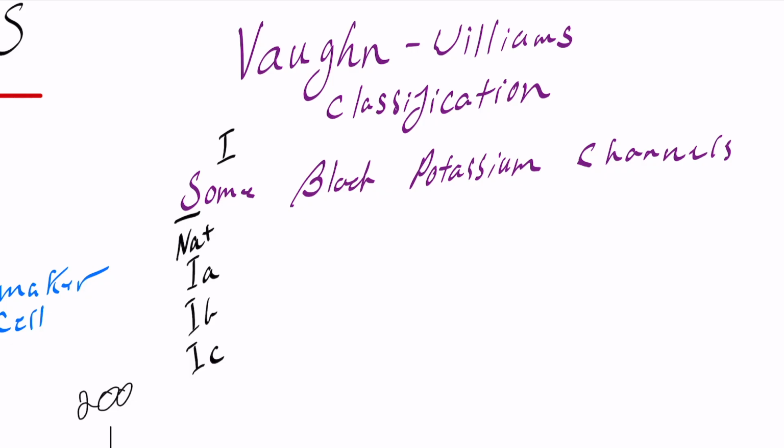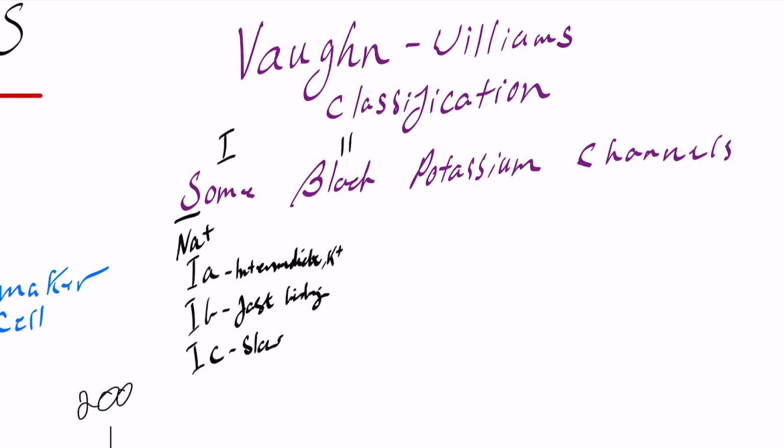The way it's broken up into these classes is based on the binding kinetics of the drug to the sodium channel. So class 1A has intermediate binding kinetics, 1B has fast binding and dissociation kinetics, and 1C is slow. Another key feature is that our 1A drugs also have some potassium channel blocking effects as well.